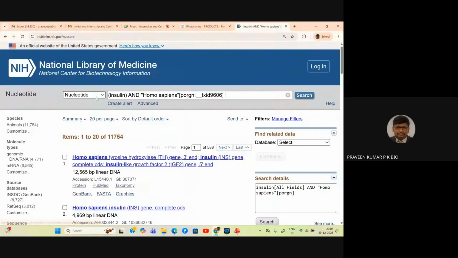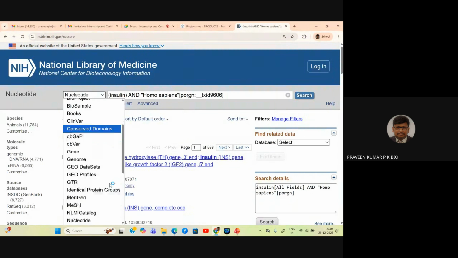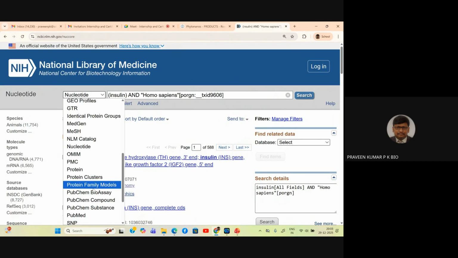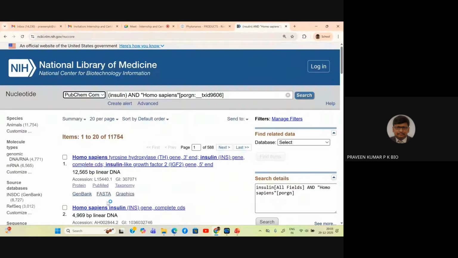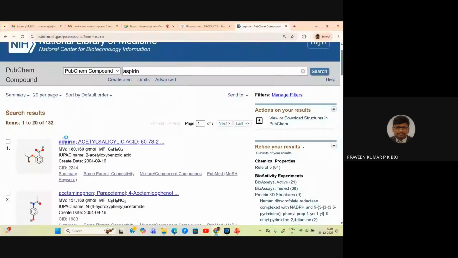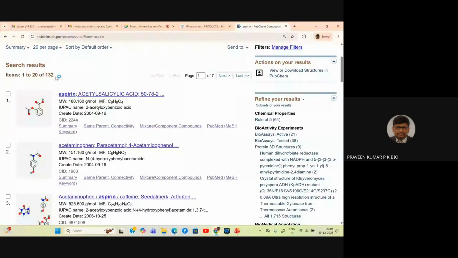Okay, so like this you can search in GenPept. Similarly, if you want to search for a sequence, or 1D to 3D formats of a protein or chemical compound, you can search PubChem Compound. There you can type the name of a drug or a plant compound. In this case, I typed aspirin, which is also called acetylsalicylic acid, a pain reliever. You can get around 132 hits.